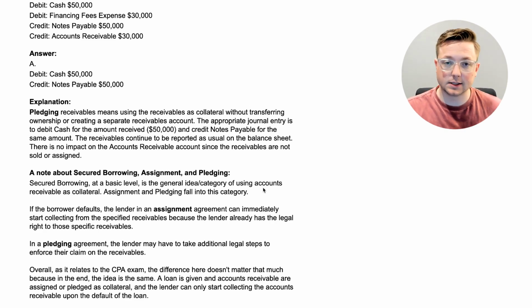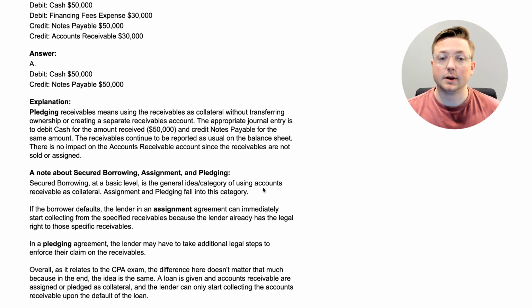With pledging, it's a little bit less specific, a little bit less official, as in with a document and stuff like that. So if something happens where it's defaulted and those receivables need to be brought forward, it might be a little bit more complicated because it hasn't already been specifically assigned to the lender. But overall for the CPA exam, the difference here doesn't really matter that much because in the end the idea is the same. The loan is given and accounts receivable are assigned or pledged as collateral, and the lender can only start collecting the accounts receivable upon the default of the loan.